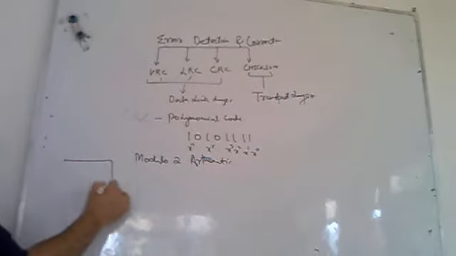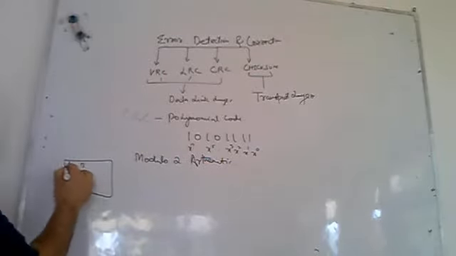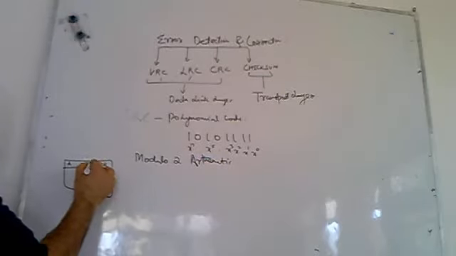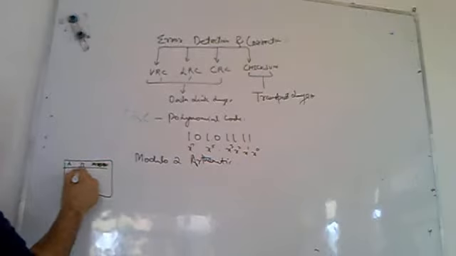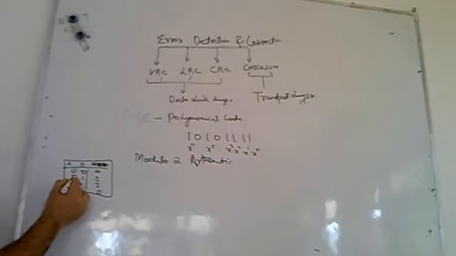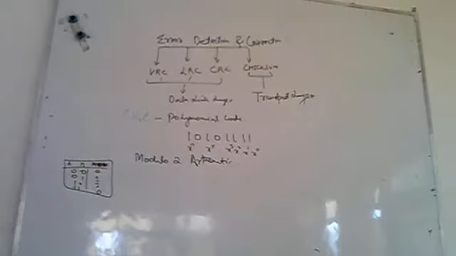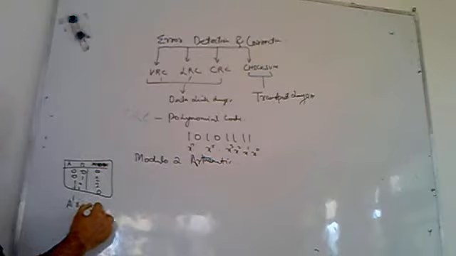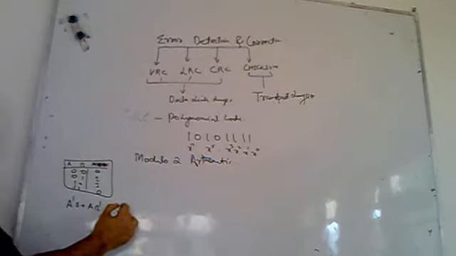Because XOR means, what is the truth table of XOR? A XOR B: 0 0, 0 1, 1 0, 1 1. So where will we have the ones? 0 1 and 1 0. If it is same, 0; if it is different, 1; different, 1; same, 0. So this is A complement B plus A B complement. Right? So XOR basically means A complement B plus A B complement. This is actually equal to A XOR B.